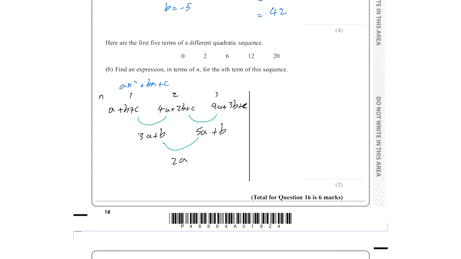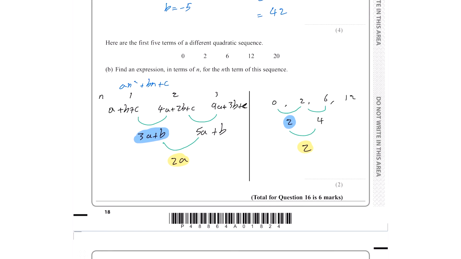Now, if I write out the sequence that we've been given, which is 0, 2, 6, and 12, to go from here to here we add 2, from here to here we add 4, and then if I was to find the difference between the two of these, that's going to be 2. So now we can pair these values up. So this is equal to this, and this is equal to this. Now hopefully we can find some values from that.